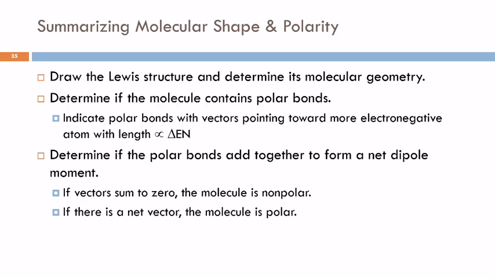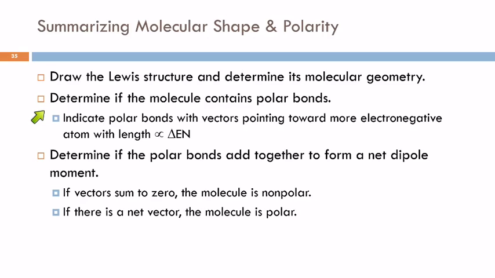So we need to be able to identify if a molecule is polar or not. This is important because whether a molecule is polar or nonpolar has a lot to do with physical and chemical properties. And so it's an important thing to be able to do. So first of all, you draw the Lewis structure, you determine the molecular geometry. You've got to know the shape of the molecule.